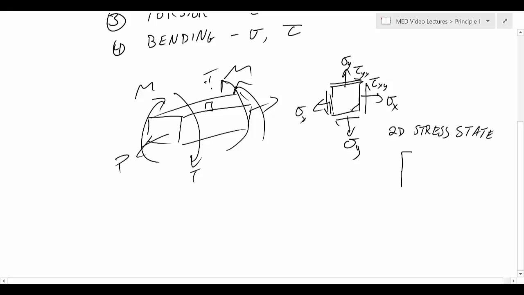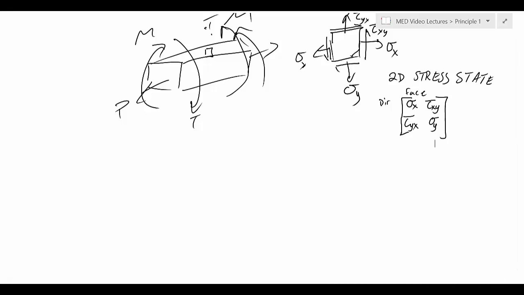That looks like this. Acting in the X direction on the X face is sigma X. Acting in the Y direction on the Y face is sigma Y. Acting on the Y face in the X direction and acting on the X face in the Y direction are the shear stresses. So that is a 2D stress state.